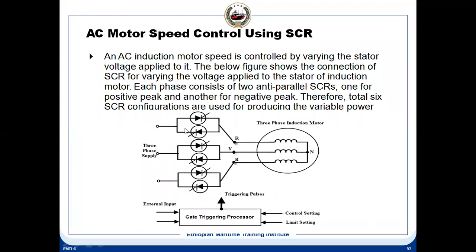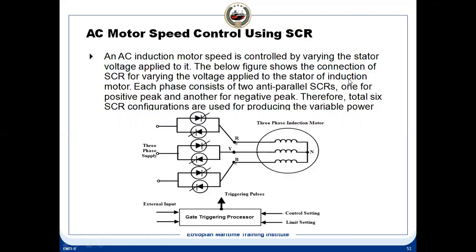Because when you vary the stator voltage, your rotating magnetic field speed is also varied. So induction motor speed is controlled by varying the stator voltage. Because you know that T is directly proportional to S into V square. Torque is directly proportional to V square, but speed is also varied when you vary the voltage.